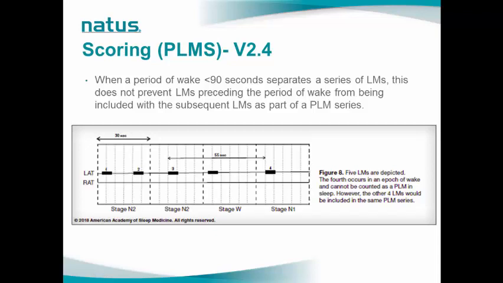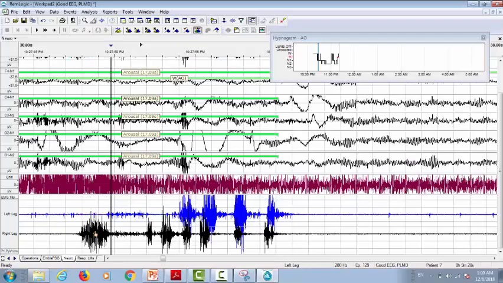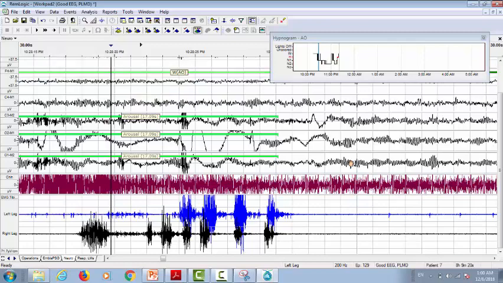So in order to achieve the sequence of 4 limb movements, we measure the period length from the onset of the 3rd movement to the onset of the 4th movement that happened after the wakefulness epoch, and this has to be less than 90 seconds in order to consider the 4th movement as part of the sequence. So this event cannot be scored as a limb movement as the epoch is wakefulness. So we'll go for the next epoch.